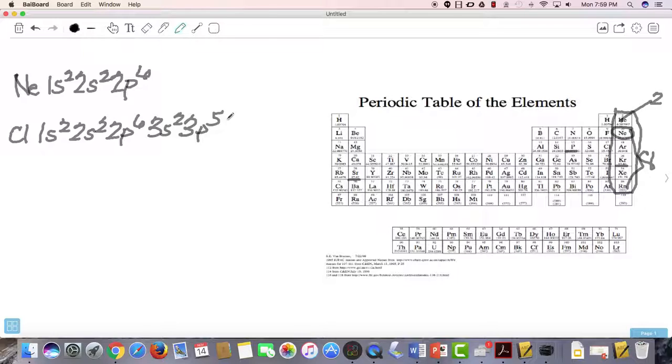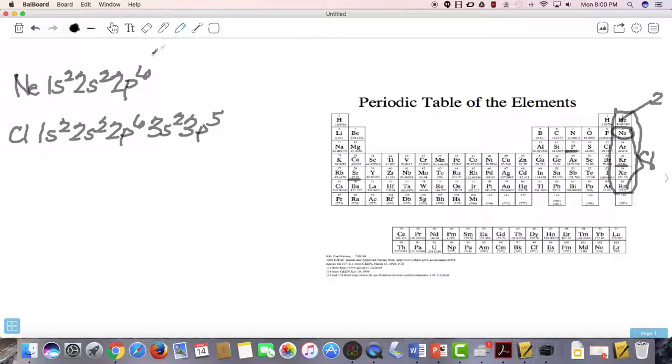Why did I choose neon as the noble gas instead of argon or krypton? The reason is that you always choose the noble gas that comes immediately before the element. So yes, helium comes before chlorine, but neon is immediately before it. Argon is not an option because it comes after chlorine. Krypton is not an option because it comes after chlorine.